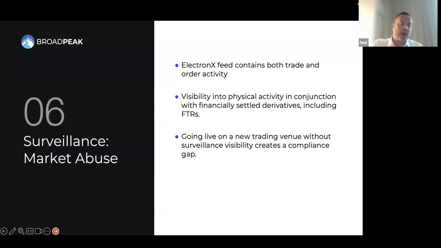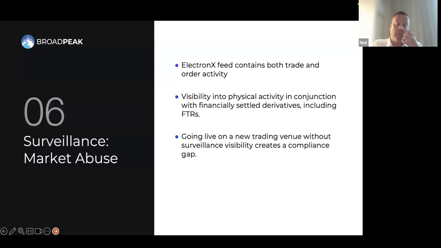And in terms of monitoring for market abuse, the Electron-X feed, the adapter that we have that we just looked at in our system, flows both the orders activity and the trades. So anytime a trader enters a bid or an offer, or modifies or cancels an order, all that activity flows through the same pipe.